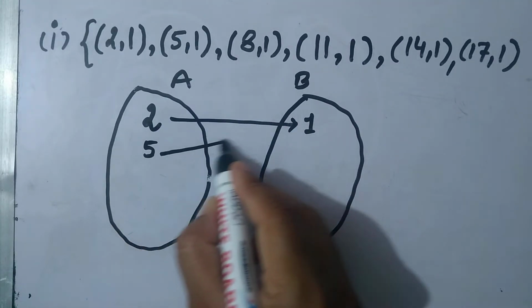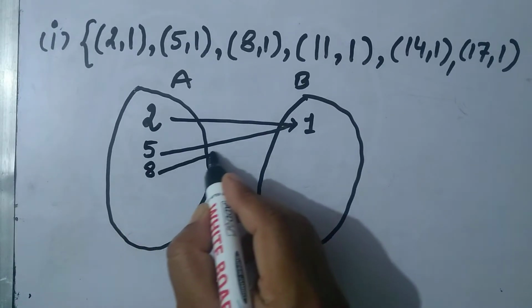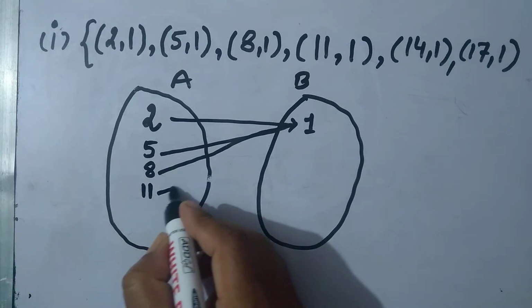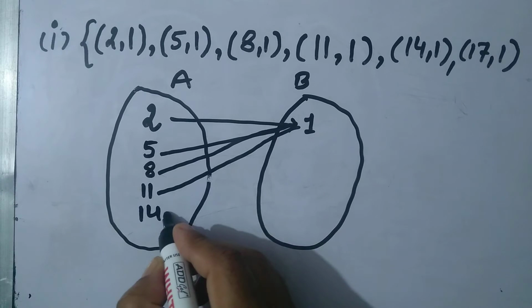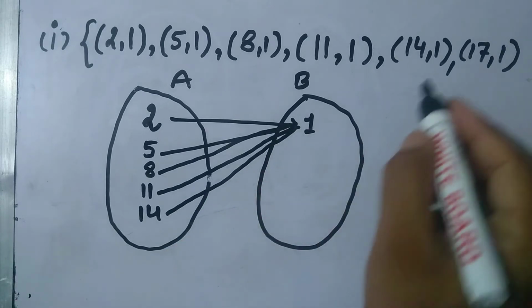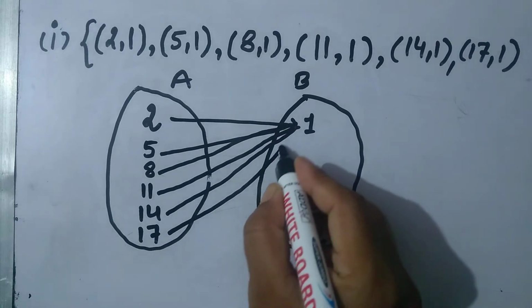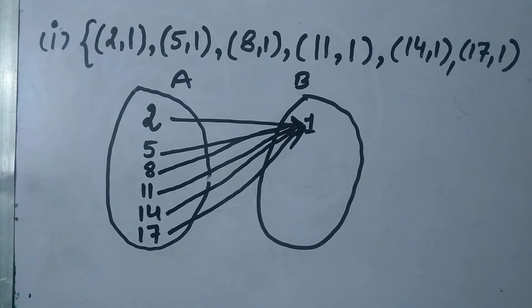again with 1, 8 is also paired with 1, 11 is also paired with 1, 14 also paired with 1, 17 also pairing with 1. So each element is paired with 1, mapping 1.